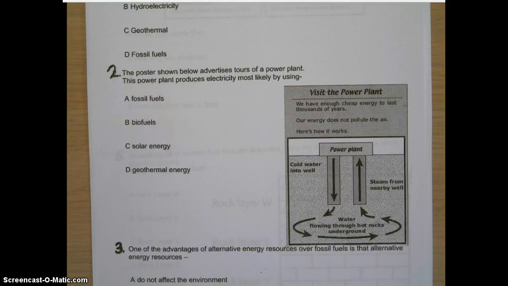So I'll read number 2 again. The poster shown below advertises tours of a power plant. This power plant produces electricity most likely by using A. Fossil fuels, B. Biofuels, C. Solar energy, D. Geothermal energy.